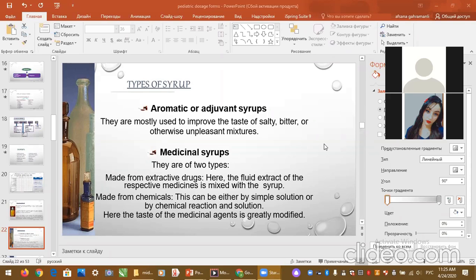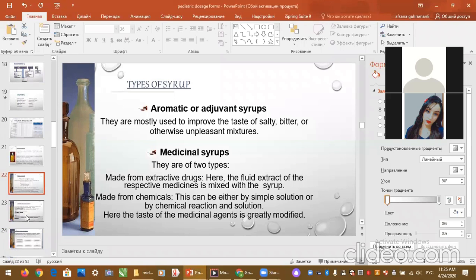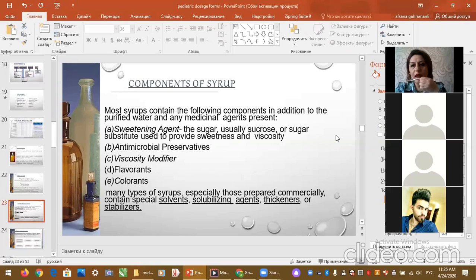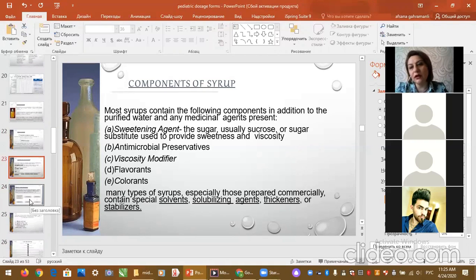Medicinal syrups. There are two types, made from extractive drugs and made from chemicals. Components of syrup. What do syrups include? Syrups include sweetening agent, antimicrobial agent, viscosity modifier, flavorants, and colorants. Many types of syrups, especially those prepared commercially, contain special solvents, solubilizing agents, thickeners, or stabilizers. There are manufacturing syrups.